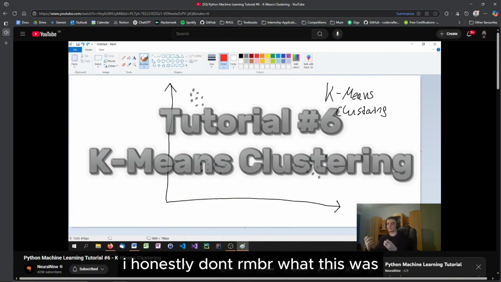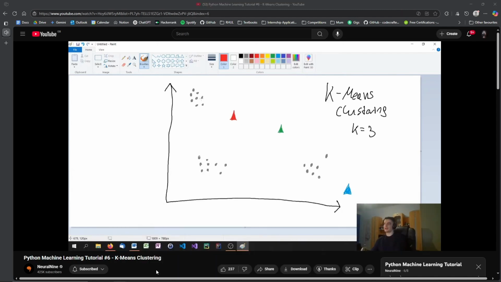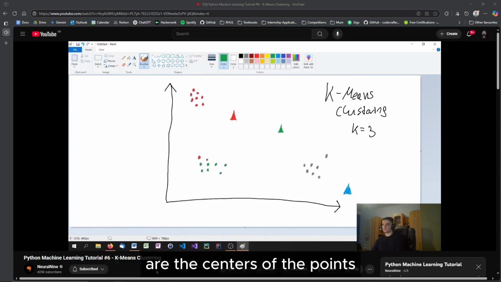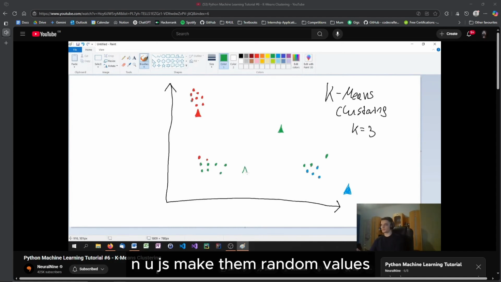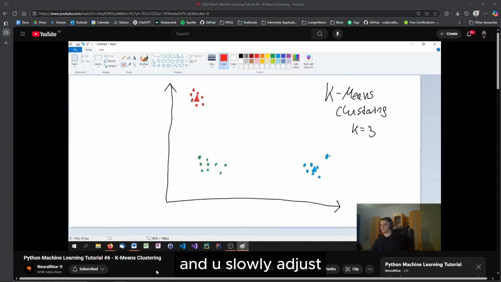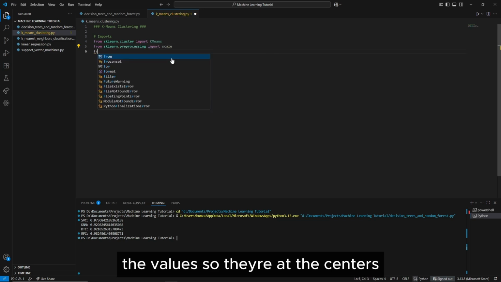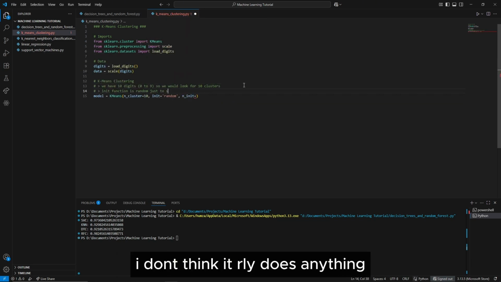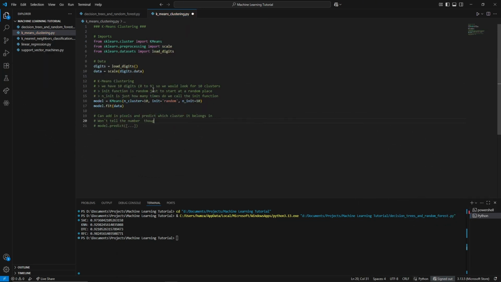K-means clustering. I honestly don't remember what this was. I just remember him explaining how these triangle things are the centers of the points, and you just make them random values, and you slowly adjust the value so that they're at the centers, and then you can code it, but I don't think it really does anything.